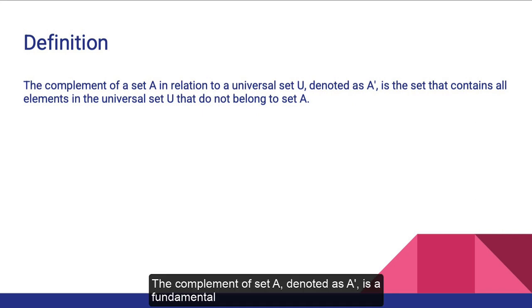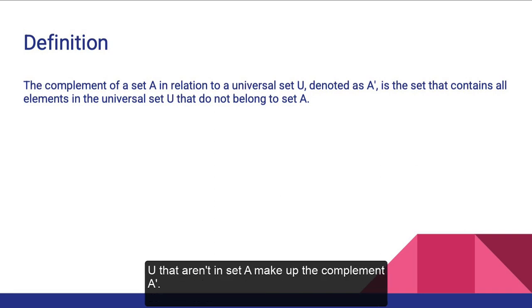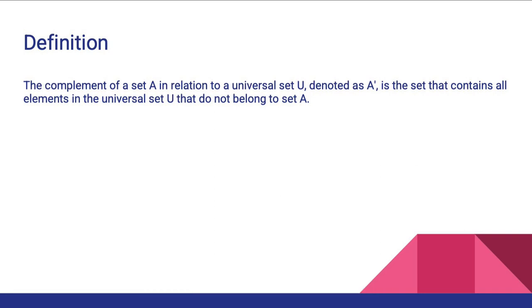The complement of set A, denoted as A', is a fundamental concept. It's the set that contains all elements from the universal set U that do not belong to set A. Think of it as the "not A" part of the universal set U. All the elements in U that aren't in set A make up the complement.